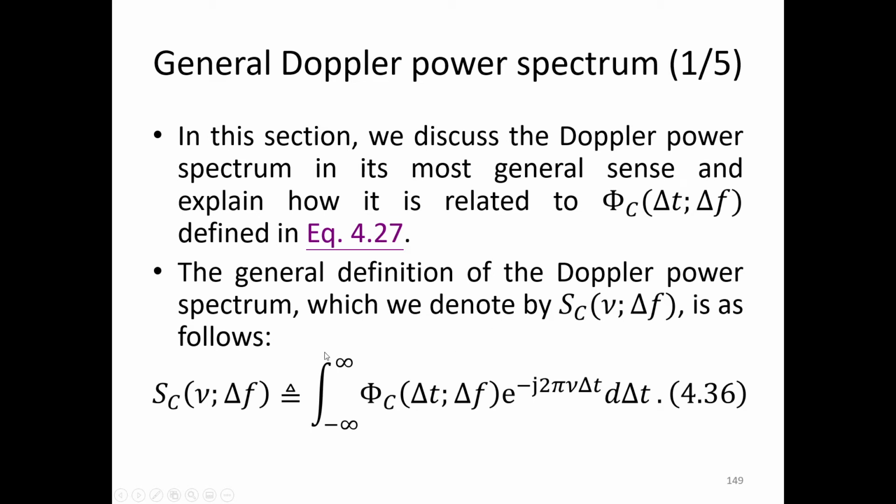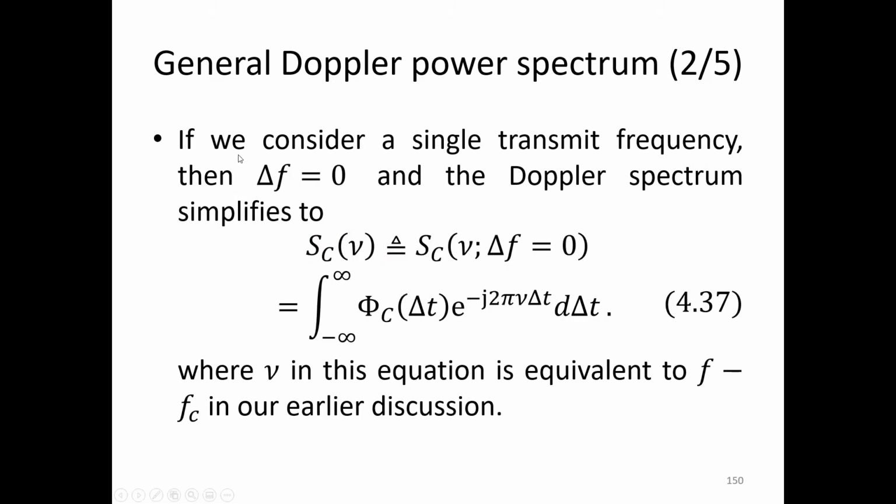Okay, the general definition of the Doppler power spectrum, which we denote by SC of nu, delta f, is as follows. SC of nu, delta f is defined as the Fourier transform of phi c of delta t, delta f with respect to delta t.